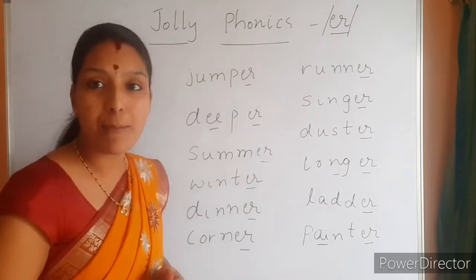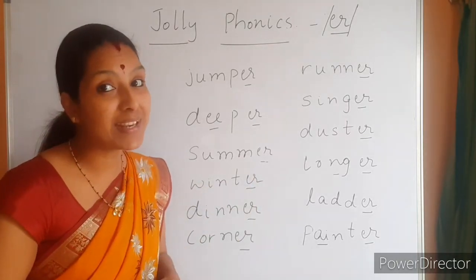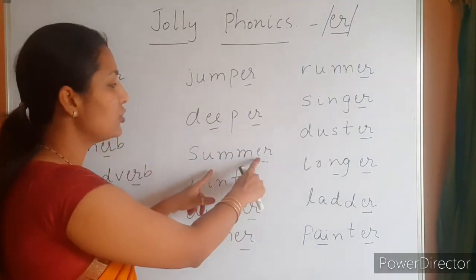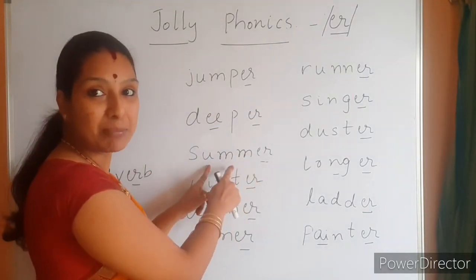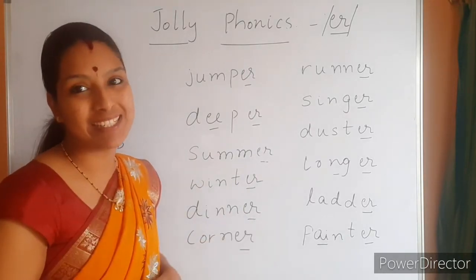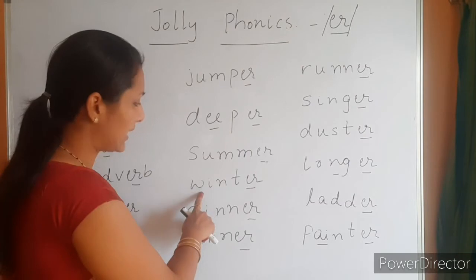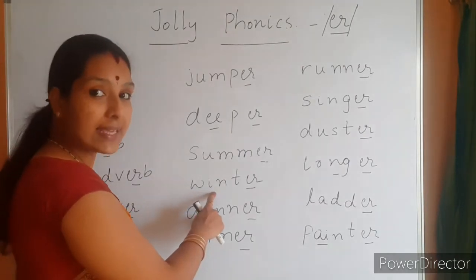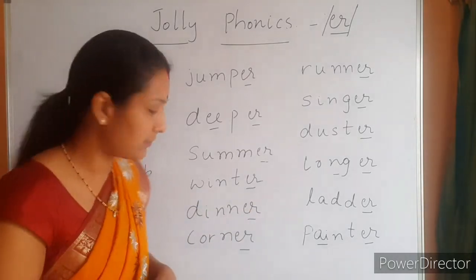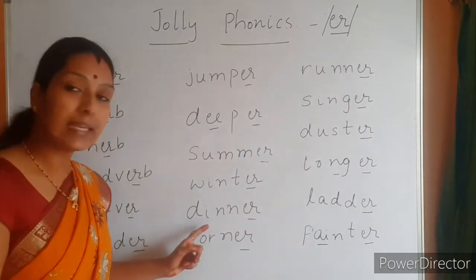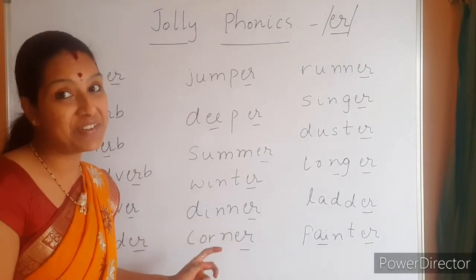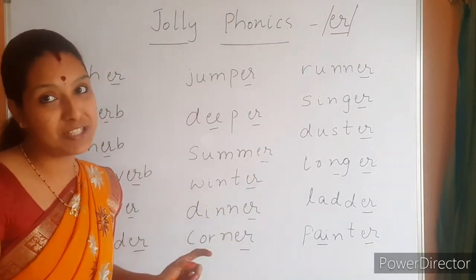S-A-M-R summer. Children, summer comes under rabbit rule because it has two vowels in between one consonant and we are going to double it. Okay, next. V-I-N-T-R winter. D-I-N-R dinner. Even the word dinner comes under rabbit rule.